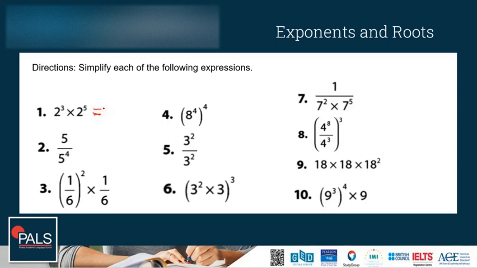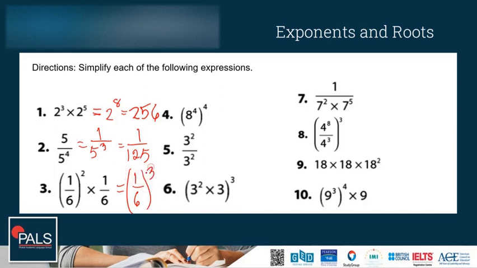So number 1, 2 to the power of 8 is equal to 256. Number 2, 1 over 5 to the power of 3 is equal to 1 over 125. Number 3 is equal to 1 over 6 to the power of 3. Number 4, 8 to the power of 16.